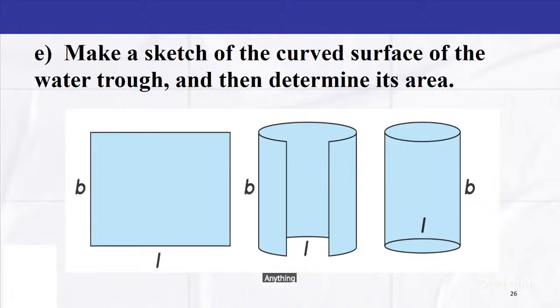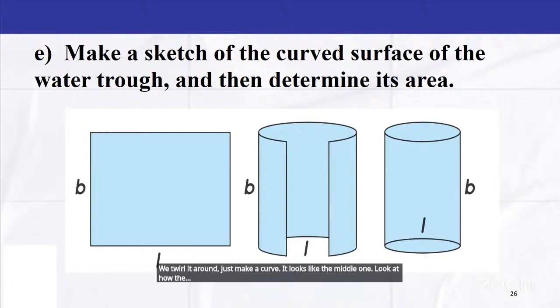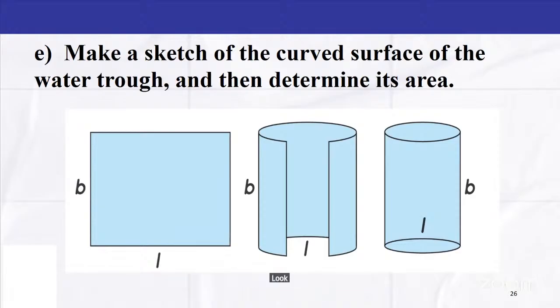Anything? We have a blank sheet of paper. We twirl it around, just make a curve. It looks like the middle one. Look at how the plain sheet was labeled. Look where the B is. Look where the L is. What do you notice on the middle diagram? Devon Smith says it forms a cylinder. Wonderful. Someone says the process of becoming a cylinder. I like that. Very good. Well expressed.